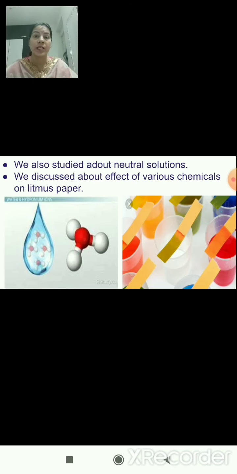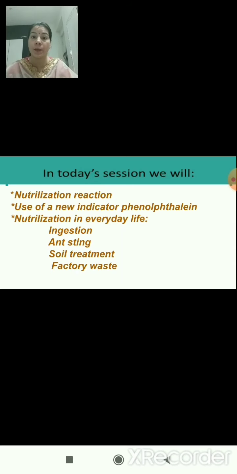paper. In today's session, we will discuss about neutralization reaction, use of a very new indicator which is known as phenolphthalein, and neutralization in everyday life with the help of some examples like indigestion, ant sting, soil treatment and factory waste. So children, now let us begin with today's session with a new topic which is neutralization. So let us discuss the verbal meaning of neutralization here.